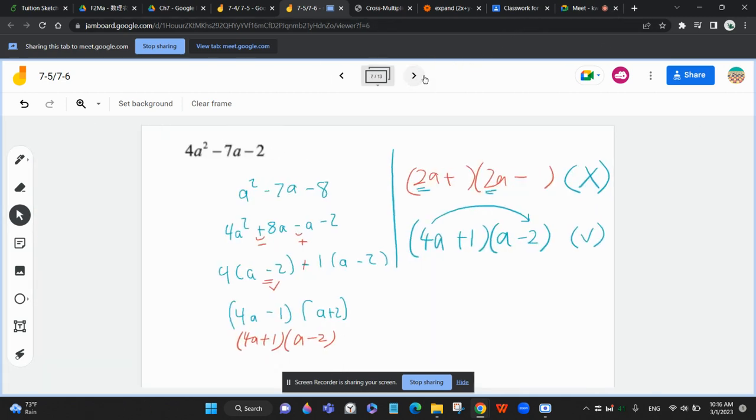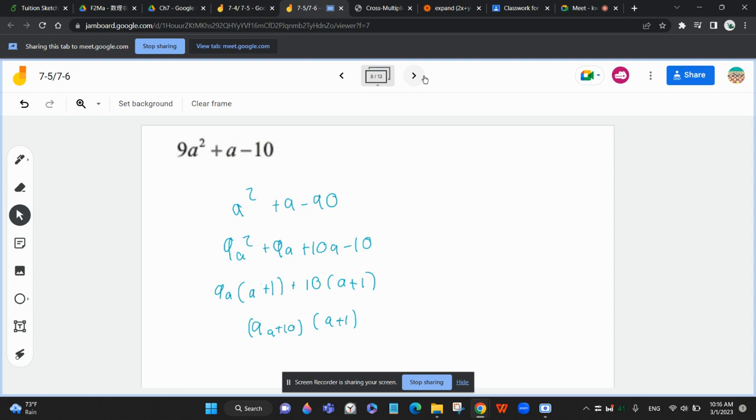Okay, and then I see some mistakes. Maybe after you complete the question, you can try to multiply out each term, like multiply this term, and then multiply this term, and then multiply these two to check if you get the same expression as the question, I mean as the polynomial given.